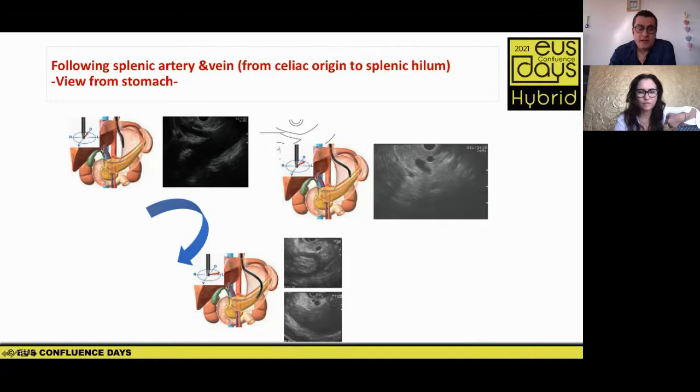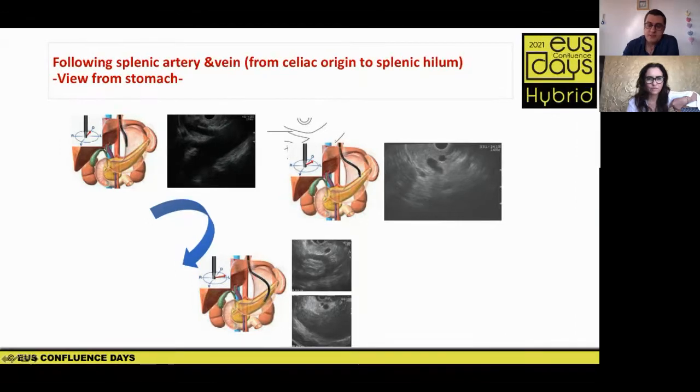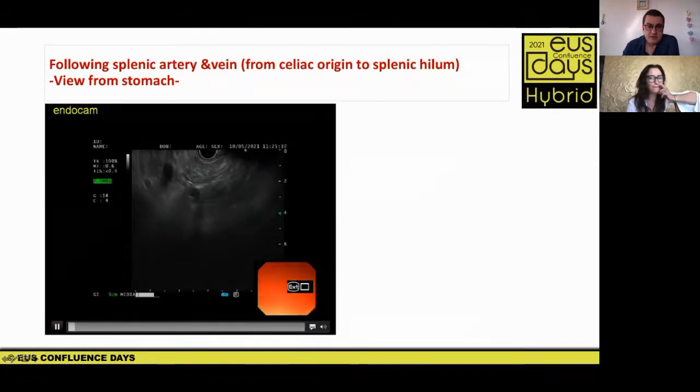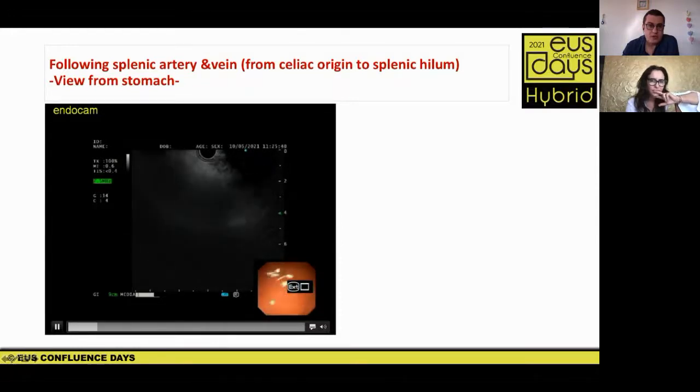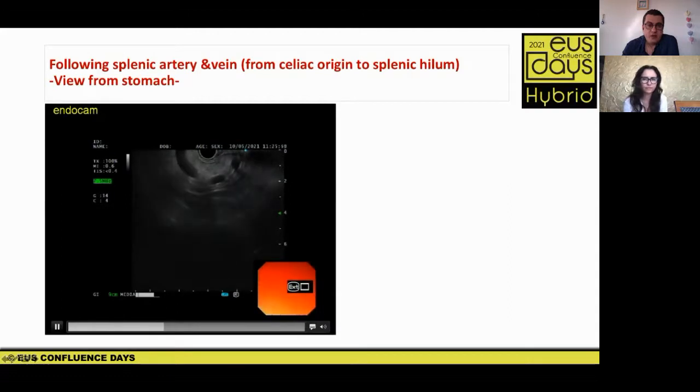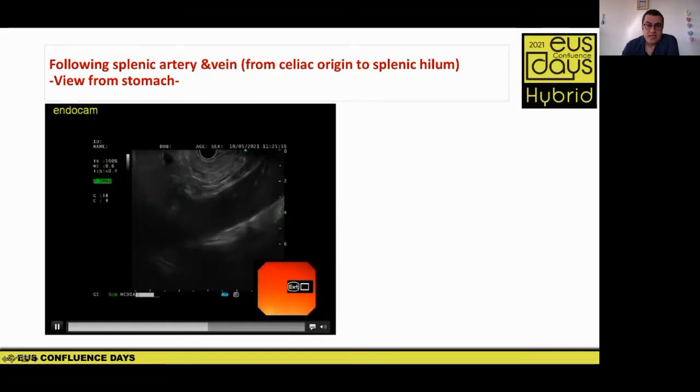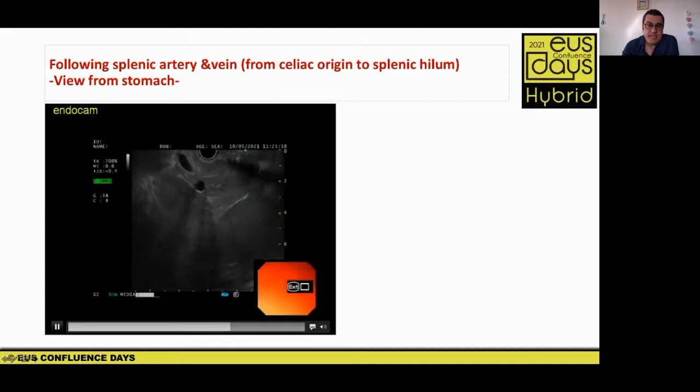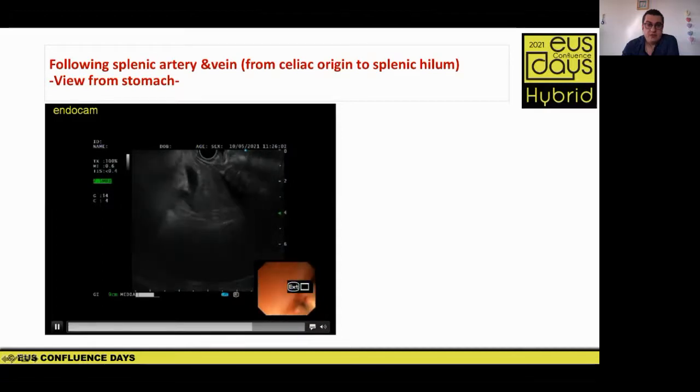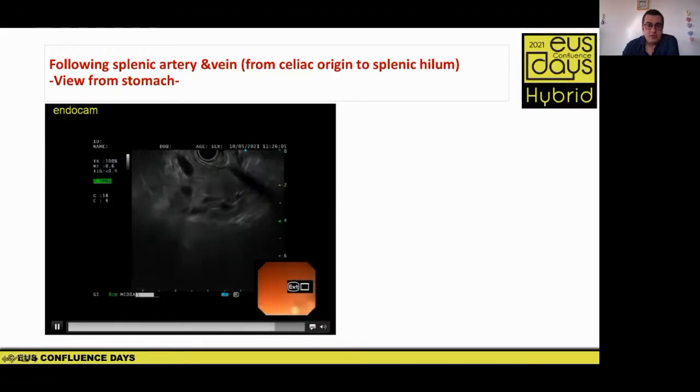Okay. Following the splenic artery and vein, already mentioned in a previous section, first find the aorta, and if you turn clockwise towards the tail of the pancreas, you can easily follow the splenic artery. Let's see it in real life. This is the aorta, celiac. The splenic artery first goes upwards, and then it turns many times. You will see, yeah, it turns again, and now you follow it at the level of the pancreas, and this is the splenic vein. And here it has a tortuous course. It turns again, and then it goes to the splenic hilum, and also you see the splenic vein.